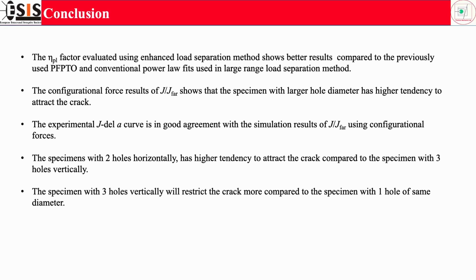And the specimen with 2 holes horizontally has a high tendency to attract the crack compared to the specimen with 3 holes. And the specimen with 3 holes vertically will restrict the crack more compared to the specimen with 1 hole of the same diameter.